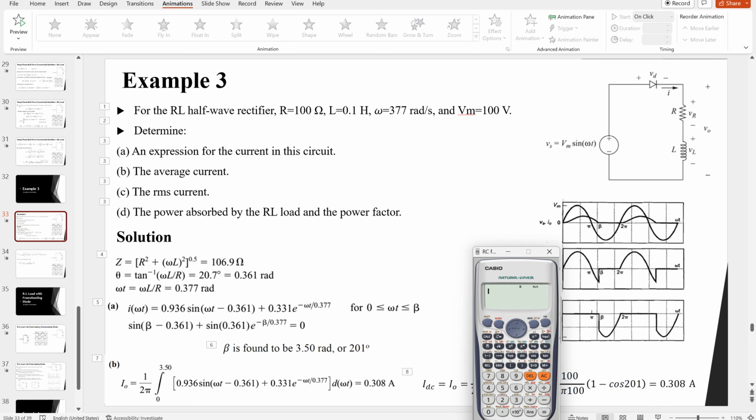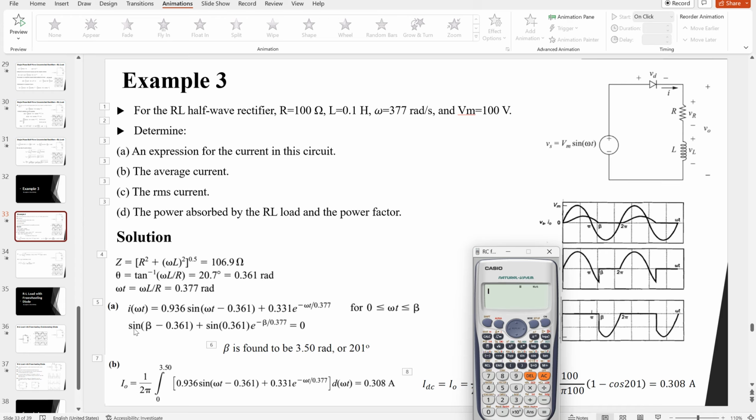In this lesson I am going to show you how you can use a calculator in order to solve any equation, in order to obtain the value of beta in this example or any other example. So we have this equation that I would like to solve. I'm going to use this calculator or any other calculator with the property of solving equations. I'm going to show you how you can do this.